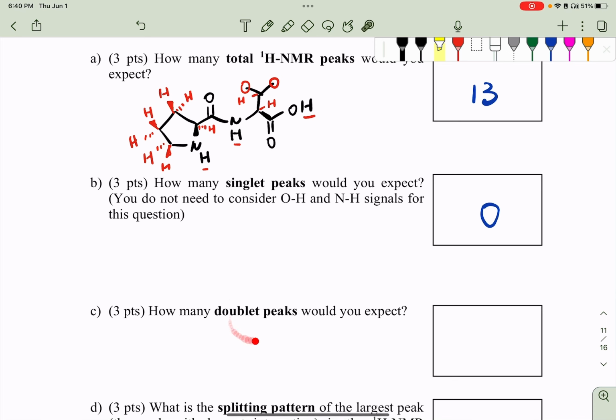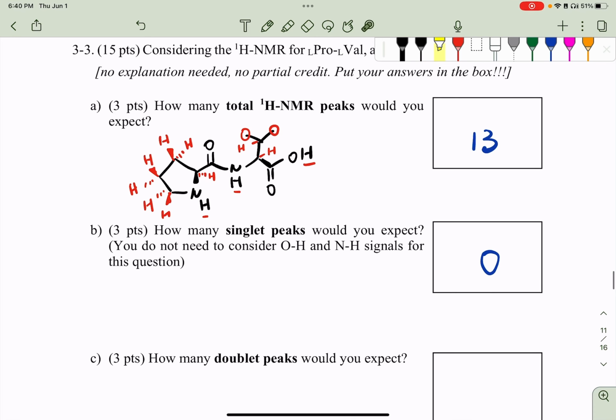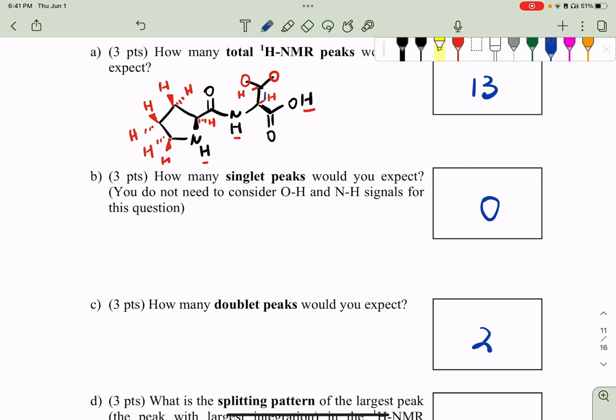Keep going. How many doublets do you expect? A doublet has only one neighbor, so this one has only one neighbor. This one has more than that, we have CH3 here. These CH3s only have one neighbor. These 2, now we have 2. The hydrogen here, the NH, nope. This one has definitely more than 1, definitely more than 1, definitely more than 1. So we have 2. And these are these hydrogens here.